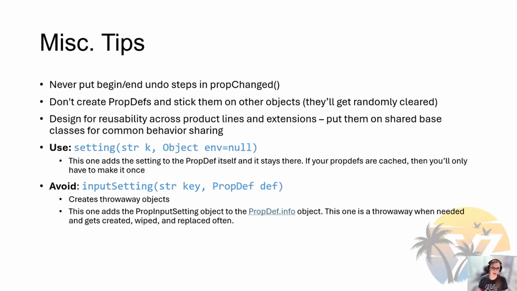It's better to use setting rather than input setting because this one adds the setting to the PropDef itself and it stays there. If your PropDefs are cached, then you'll actually only have to make it once. If you override input setting instead, it's going to create a throwaway object and add that to the propdef.info object. That's a throwaway when needed and it gets wiped and created and replaced often. So if you want to minimize object creation in every single place you can, use setting instead of input setting.